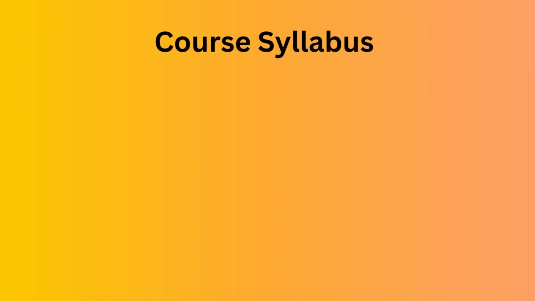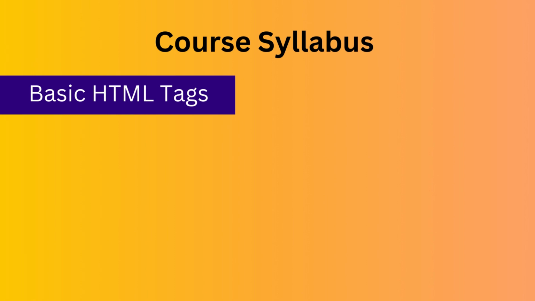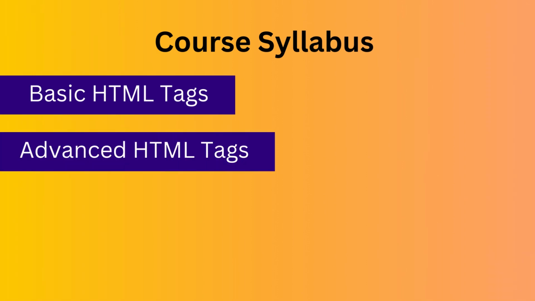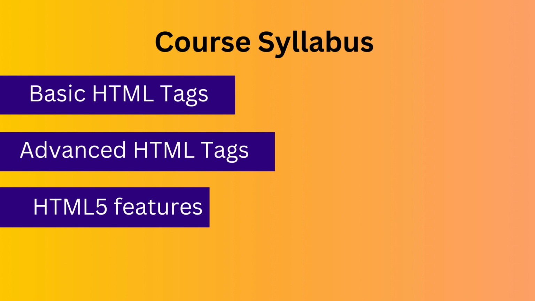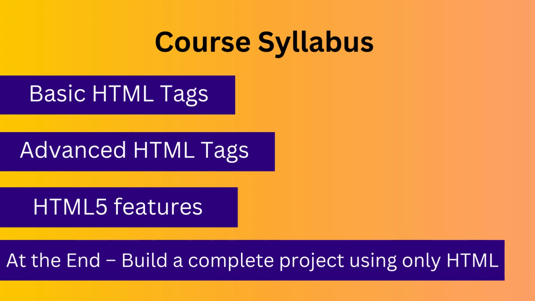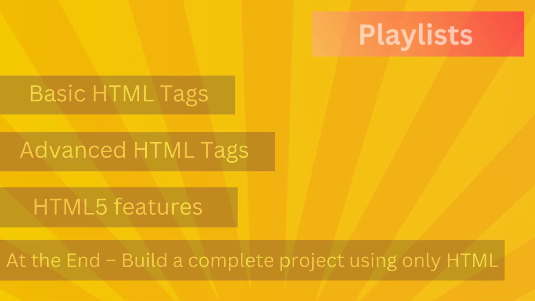If you take the course syllabus, first we will start with the basic HTML tags. Then after that we will discuss a few advanced HTML tags. Then we will also cover HTML5 features in detail. At the end, we will build a complete project using only HTML. Also we use a few CSS properties, but we don't do much on CSS in this course.